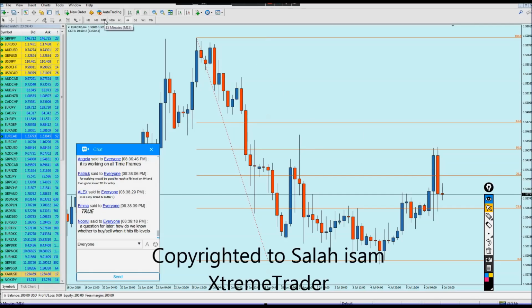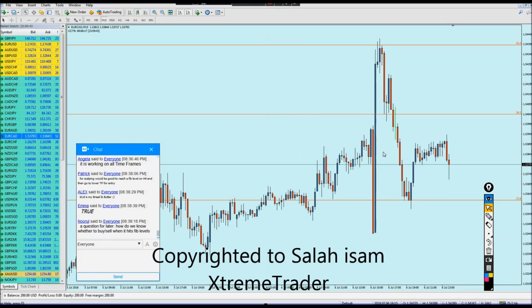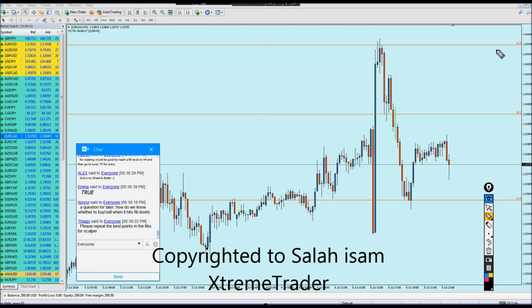I will go to the 15-minute time frame, and you can see that was a quick profit if I entered at level 50 and exited exactly on 38.2. Just from two or three candles, I got my target. Exactly, guys, I want you to check this. Sell here and exit here without missing a single pip.